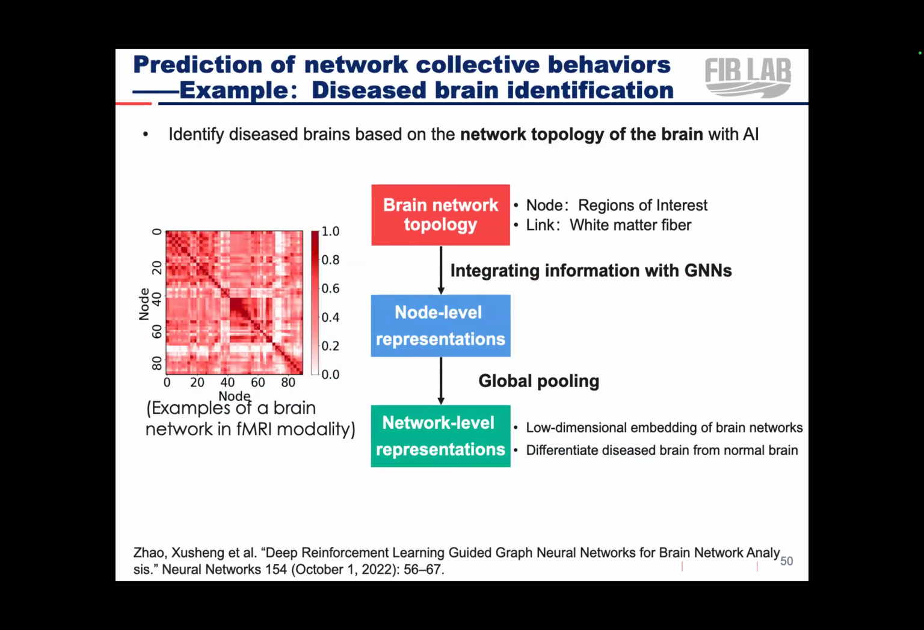Using fMRI data, the authors of this paper model the brain as a network of regions connected by white matter, and they use GNNs to learn node-level representations, which are then pooled to get a network-level embedding. This embedding lets us distinguish diseased brains from healthy brains, showing the network topology encodes functional differences. It's a powerful application of graph learning in healthcare.